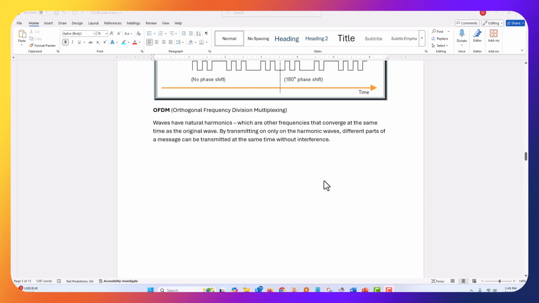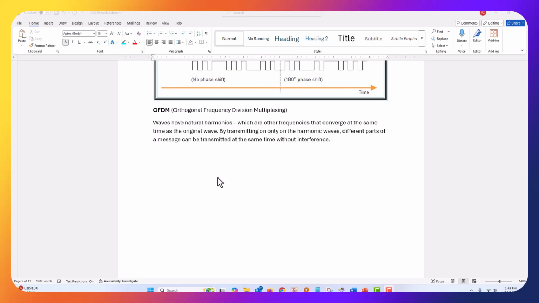OFDM is the next one. A little bit tough to describe, but I'll do my best. Orthogonal, this is where people get tripped up on what in the world orthogonal means. If you're a chess player, you might think that a bishop travels diagonally, but a rook travels orthogonally. In other words, it can't go diagonally, it can only go up and down or back and forth. That's orthogonal. Next to each other is what it means.